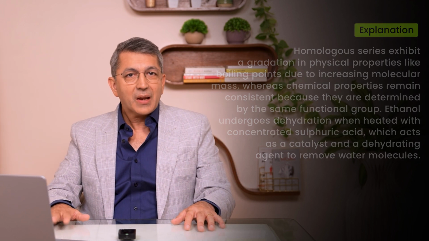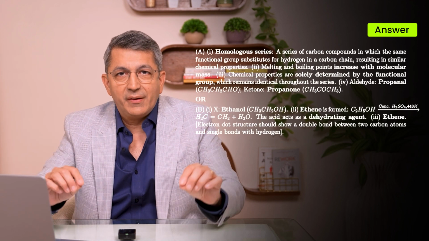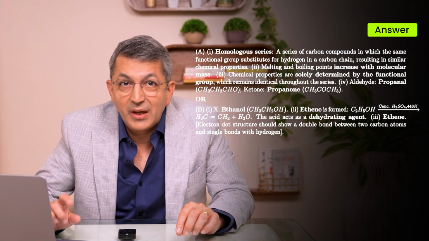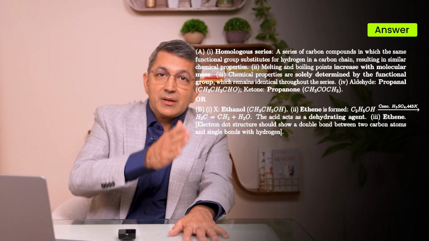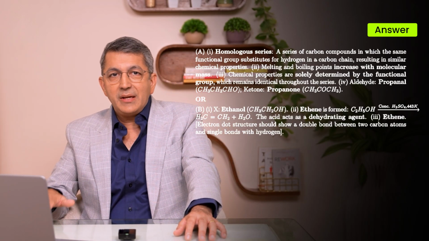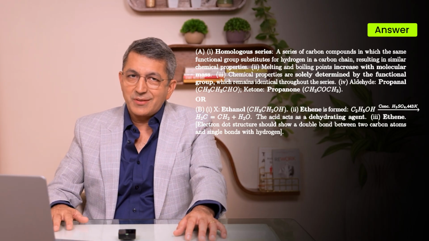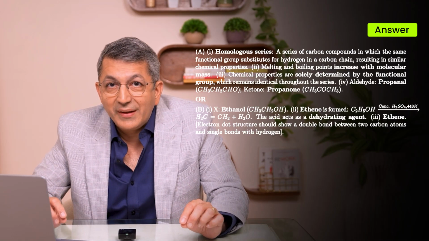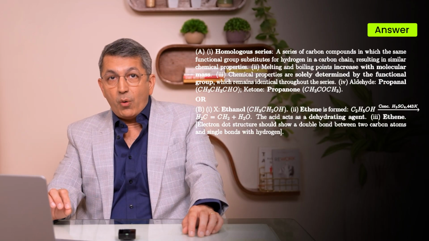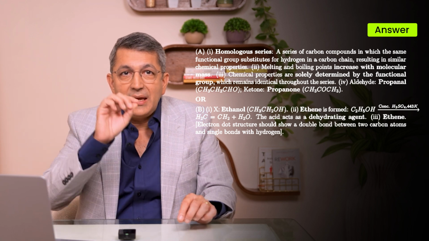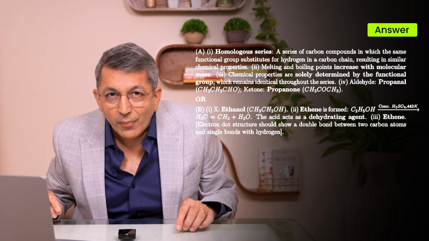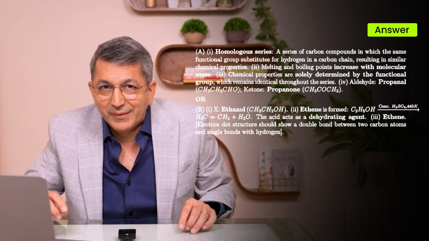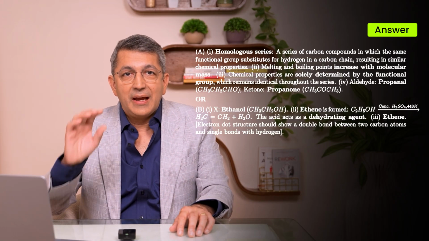Answer A1. Homologous series, a series of carbon compounds in which the same functional group substitutes for hydrogen in a carbon chain, resulting in similar chemical properties. 2. Melting and boiling points increase with molecular mass. 3. Chemical properties are solely determined by the functional group, which remains identical throughout the series. 4. Aldehyde, propanal, CH3CH2CHO. Ketone, propanone, CH3COCH3.